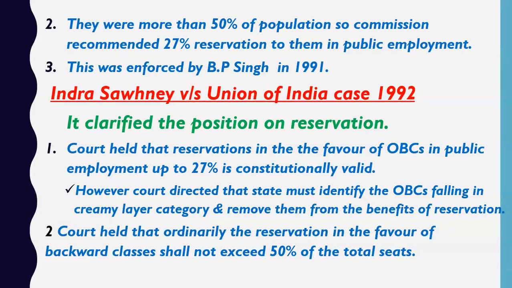Now friends, what happened in 1991? The recommendation of the Mandal Commission was enforced by BP Singh. So in 1991 BP Singh enforced the recommendations of the Mandal Commission and gave 20% reservation to these backward classes, these backward castes. And who was BP Singh? BP Singh was the then Prime Minister.